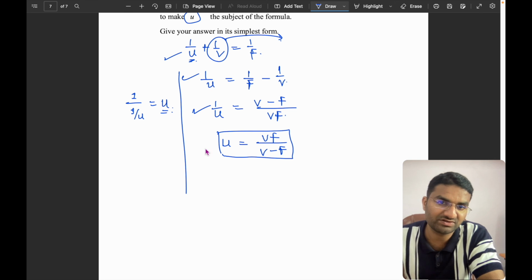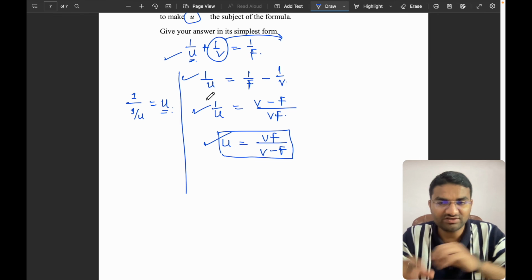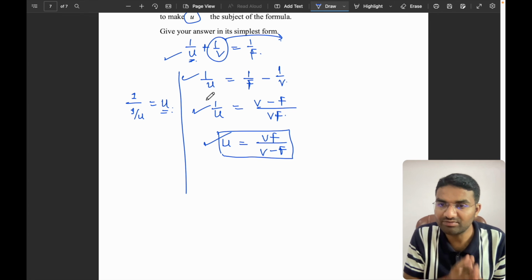So these are just 4 steps. I hope you understood this topic thoroughly, comprehensively.